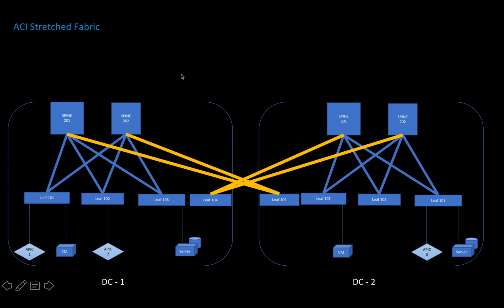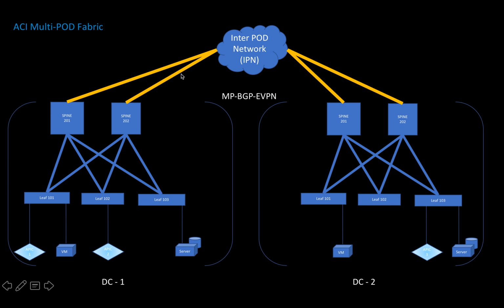Next comes the multi-pod fabric. Here, like the stretch fabric, you extend the leaf to the other spines, but the main thing in the multi-pod fabric is the inter-pod network. It can be any N9K series, anything that supports L3 protocols. And here it runs MP-BGP VPN.